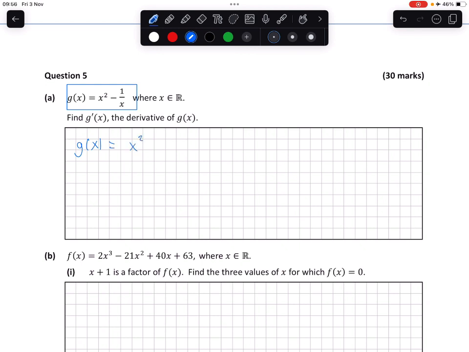Now, minus 1 over x. Anytime we have a number, take the number 2 for example, and we raise that to a negative power, in this case minus 1, this is equal to 1 over 2. Technically this 2 is to the power of 1, because whatever the power here is, that's what the bottom number gets raised to. So we have x to the minus 1, which is equal to 1 over x, and then we just have to remember to put that minus sign in front of it. So we have minus x to the negative 1.